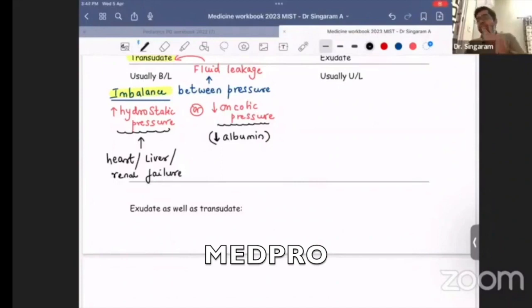A very classical condition is something involving the kidney. I have given you the clues. You can tell me any answer. Which condition in the kidney? Yes, it is nephrotic syndrome. Very classical example. Nephrotic syndrome.